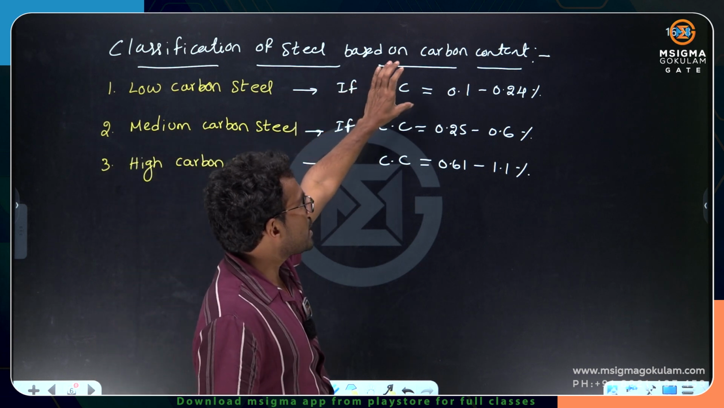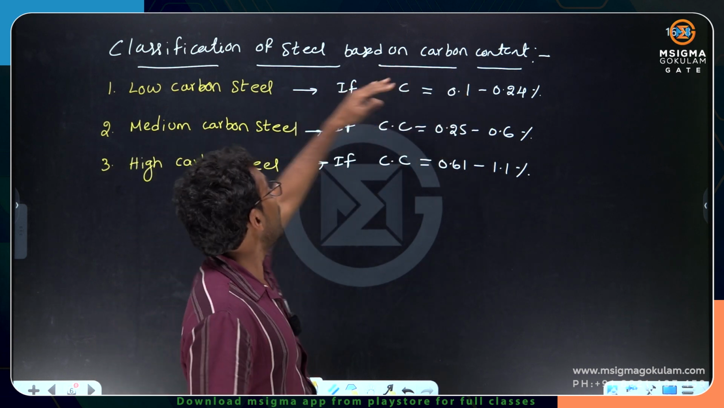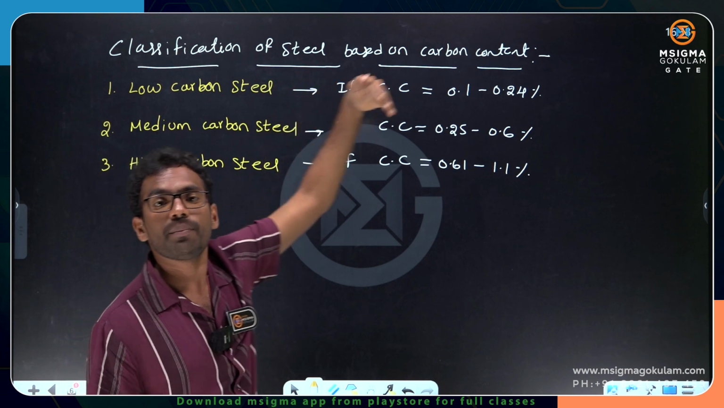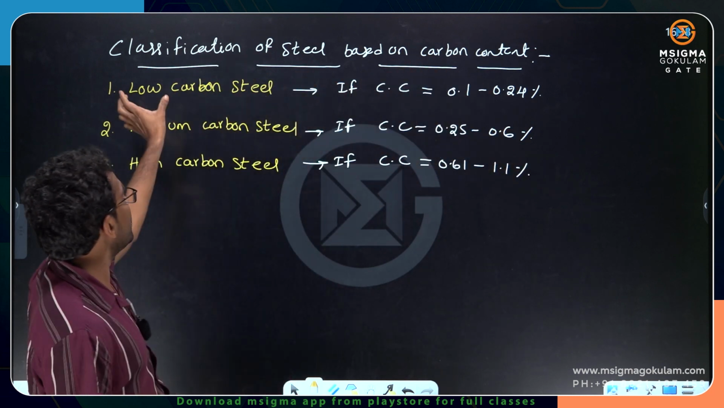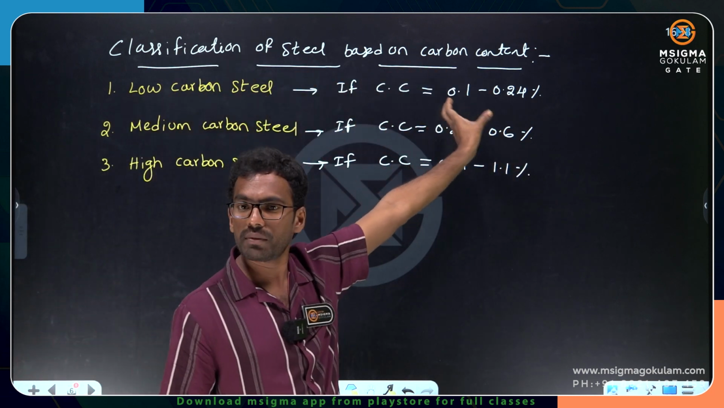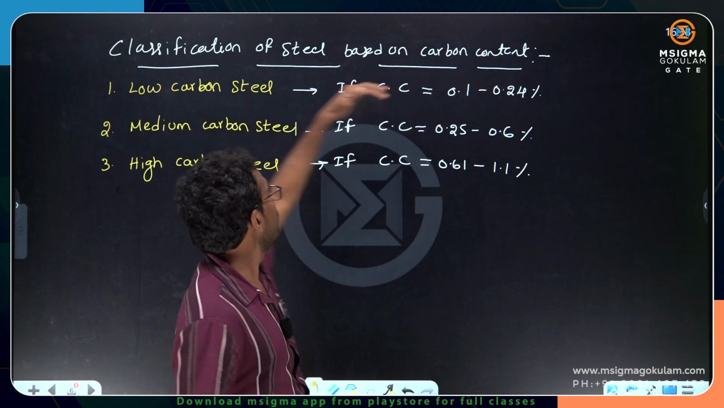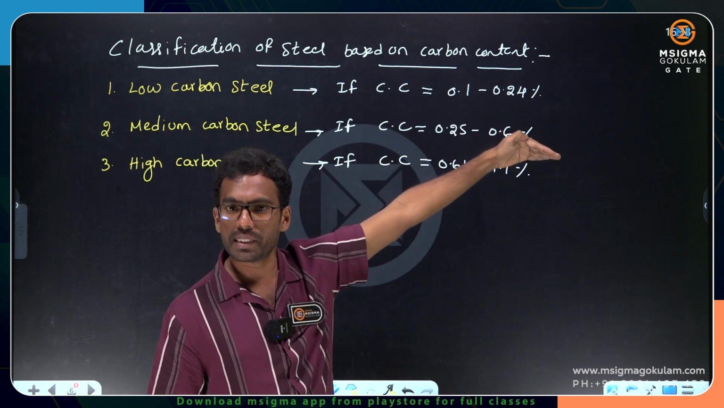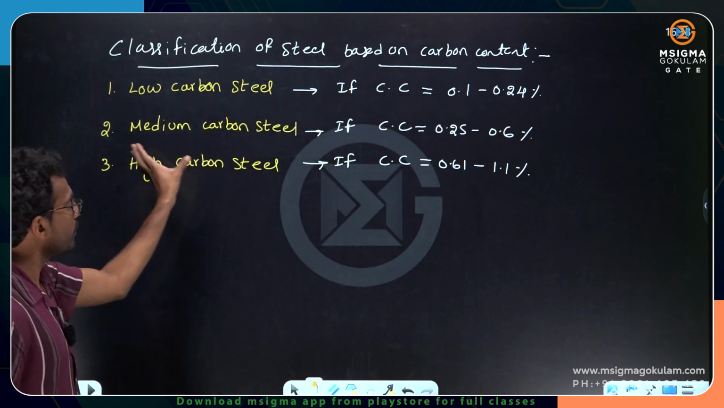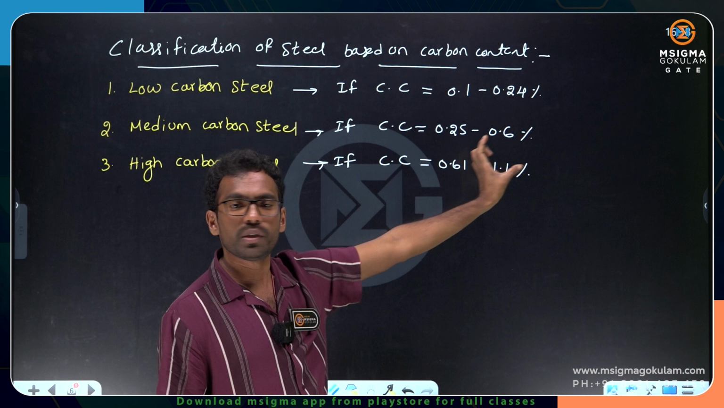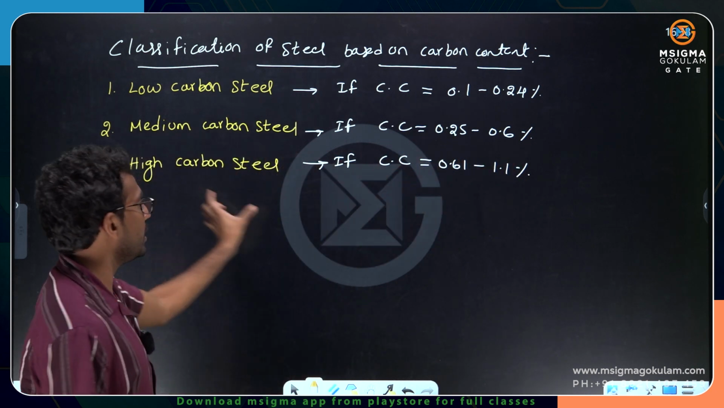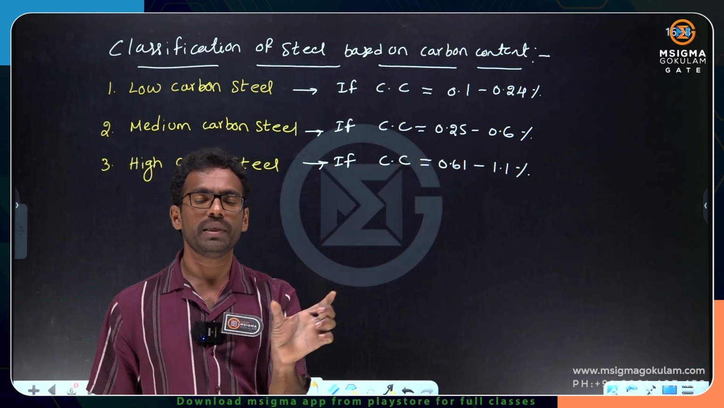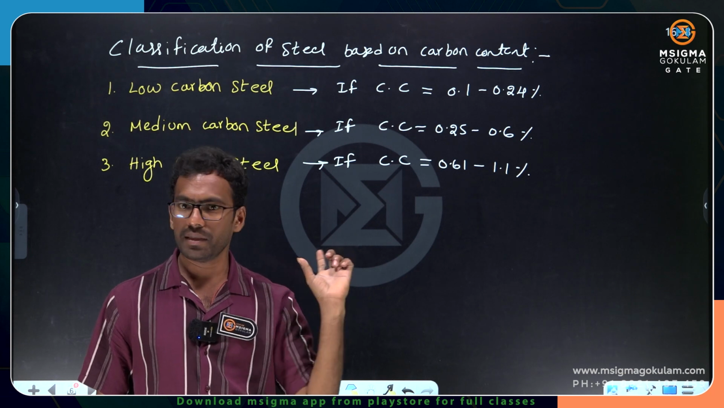So, based on the carbon content, we classify the type of the steel. If the carbon content is small, 0.1 to 0.24 percent, it is said to be low carbon steel. If the carbon content is 0.25 to 0.6, it is said to be medium carbon steel. If the carbon content is 0.61 to 1.1%, it is said to be high carbon steel. So, purely based on carbon content, we classify the steel like this.